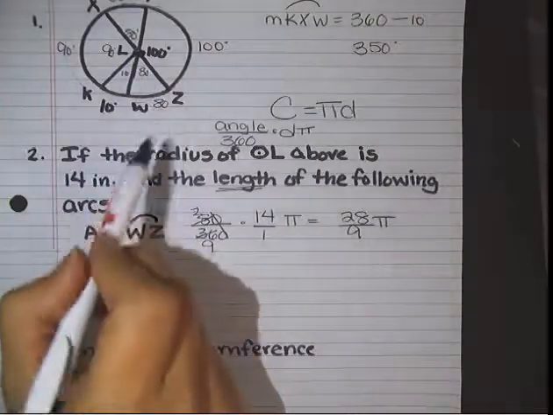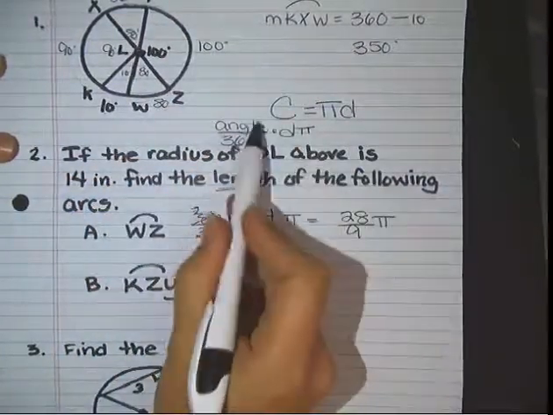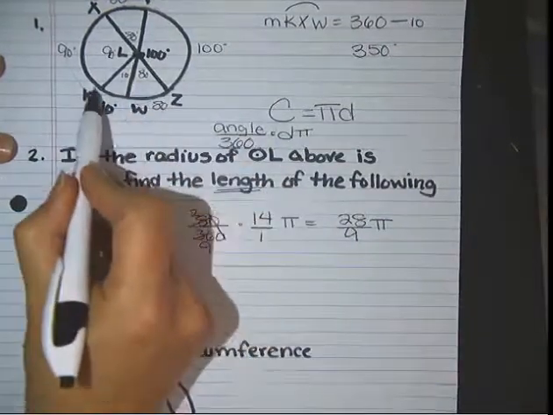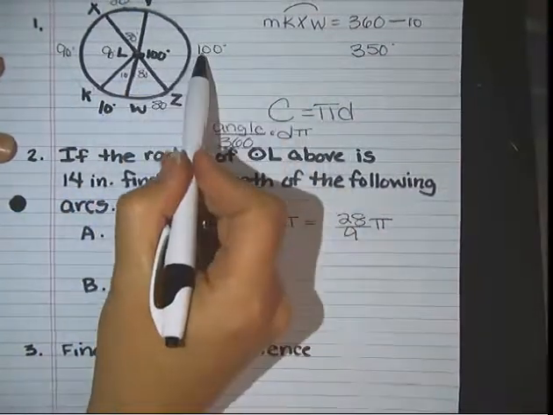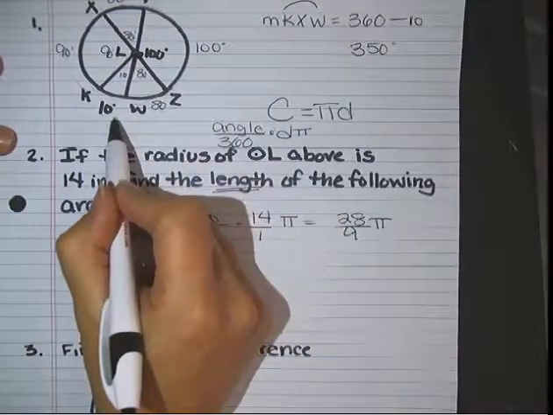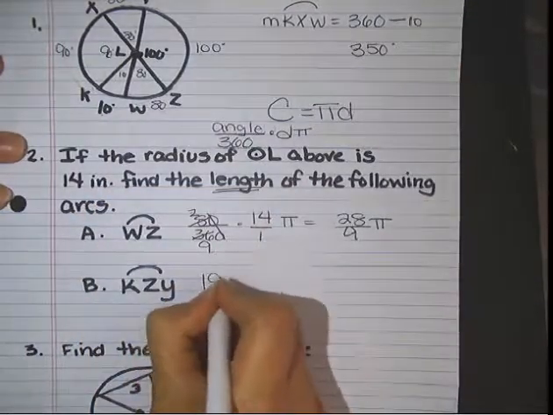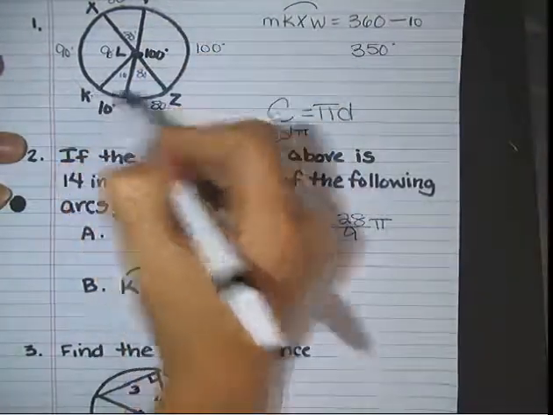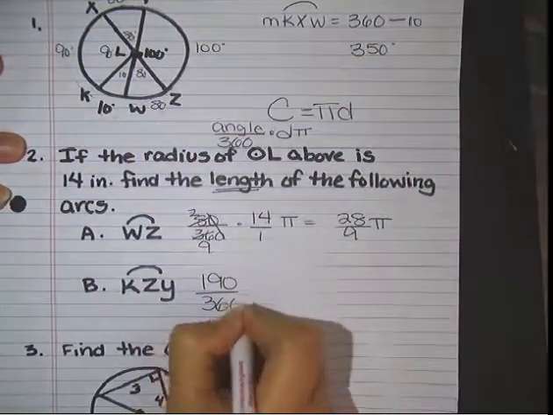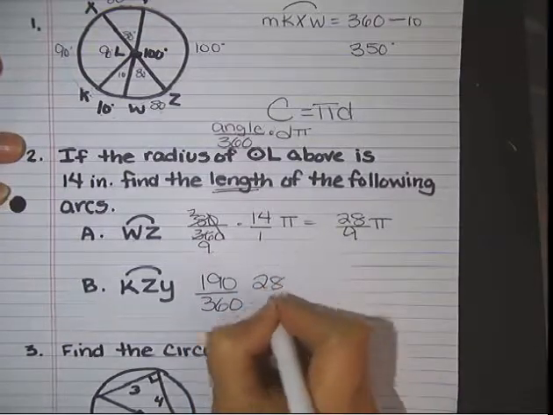KZY. So we need to make sure when we do the angle for KZY, we need the whole arc that would make KZY, which is 80 degrees, 100 degrees, plus 80 degrees, plus 10 degrees. So that's 190 is the angle that makes up KZY. 190 over 360 every time times the diameter, which is 28, times pi.